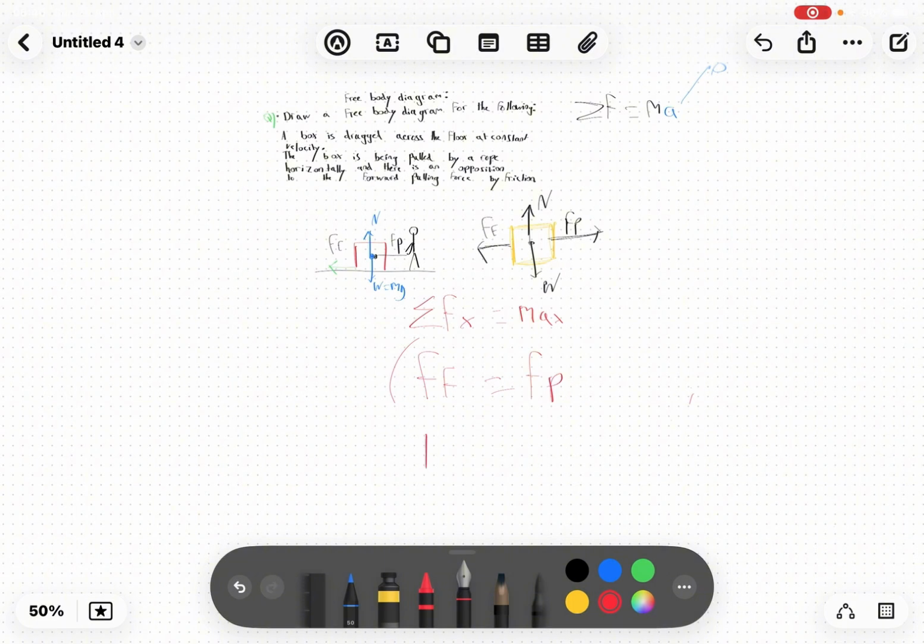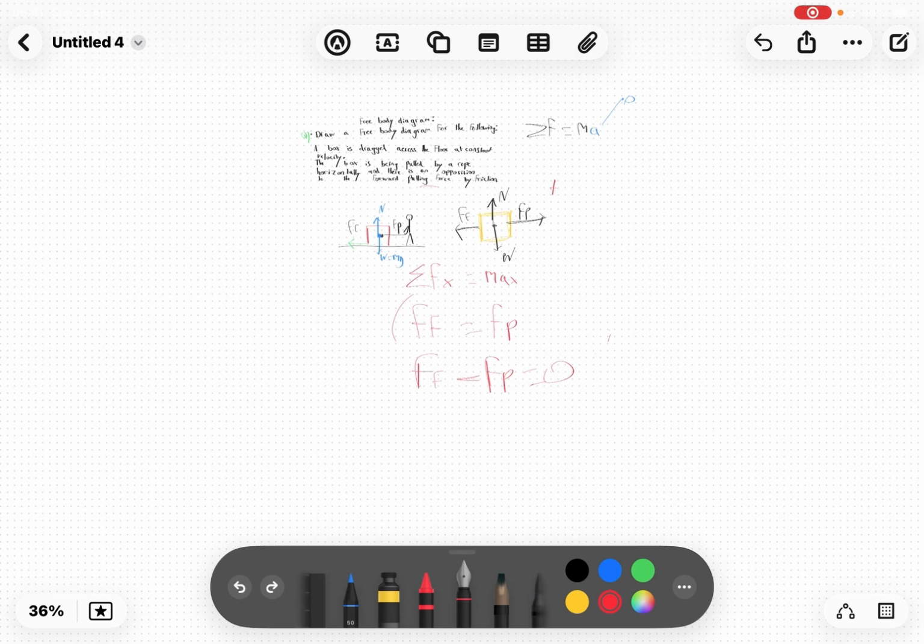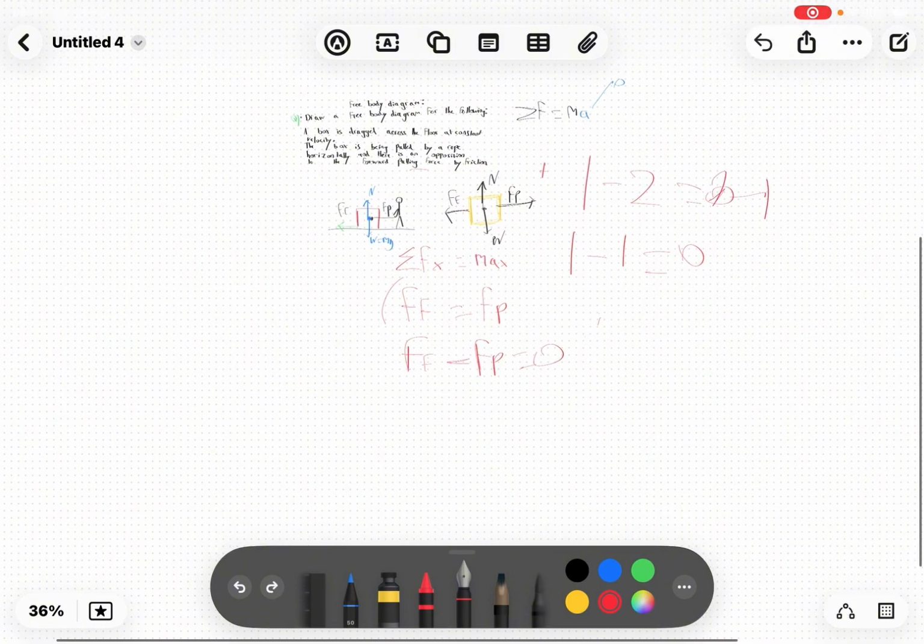We tend to think that on the right side it is positive, on the left it's negative. So we're also able to say that F minus the pull force equals 0. So they are equal, because 1 minus 1, for example, is 0. You can't have 1 minus 2 equaling 0, that would be minus 1. That can't happen.